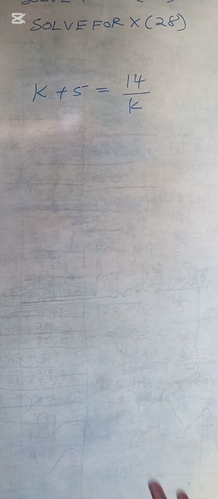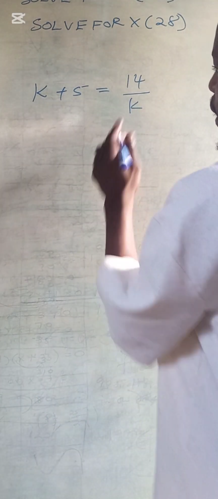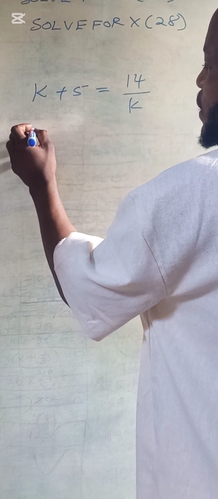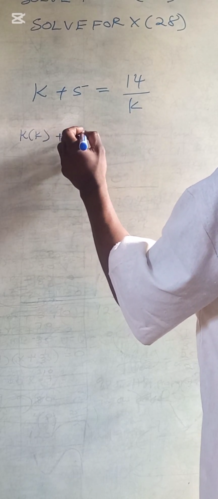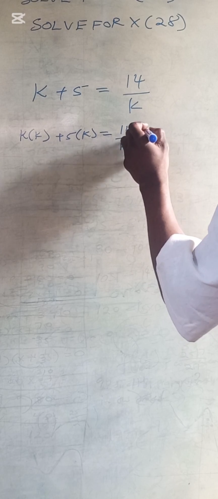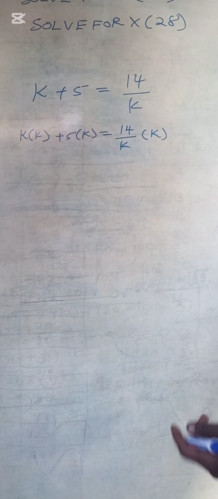So how best do we eliminate it? We multiply each and every term by the denominator, right? The denominator is k. So if we multiply each and every term by k, k plus 5 is equal to 14 over k. This also is multiplied by k. So we multiply each and every term by k.